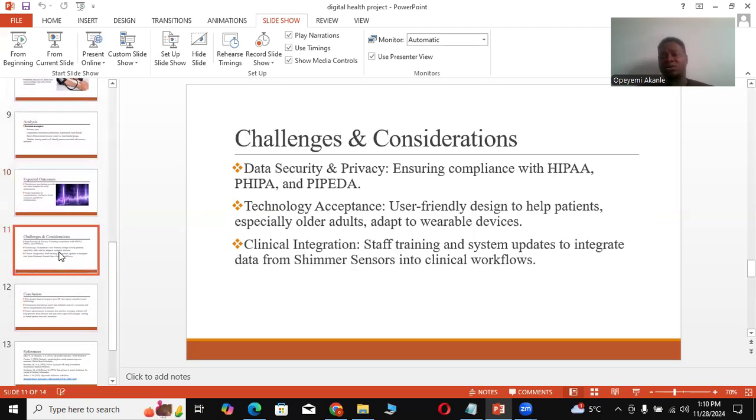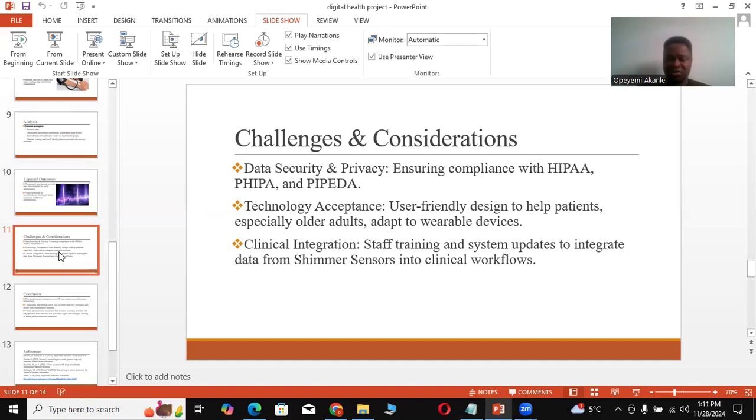So the challenges and considerations. We want to make sure we comply with the FIPPA and the PIPEDA privacy rules. Technology acceptance: user-friendly design to help the patient, especially older adults, adapt to wearable devices.